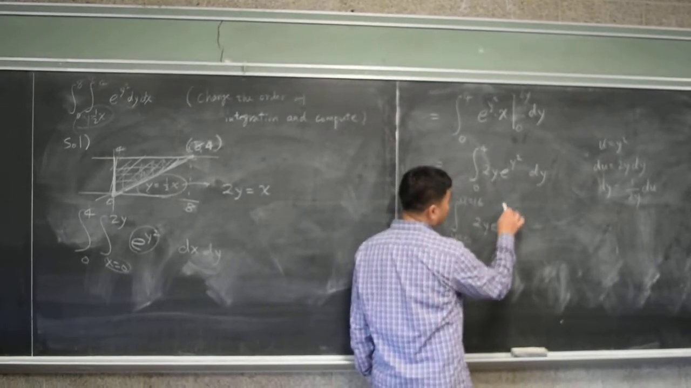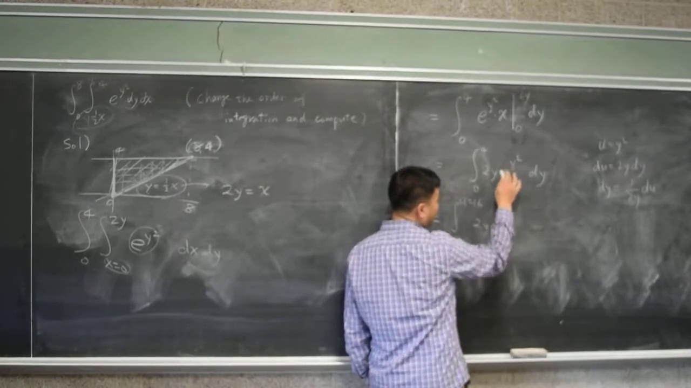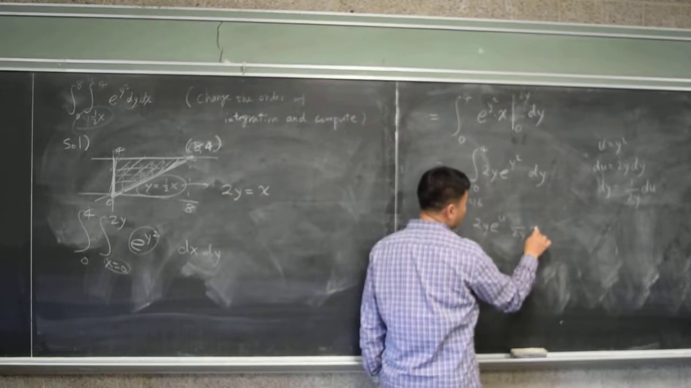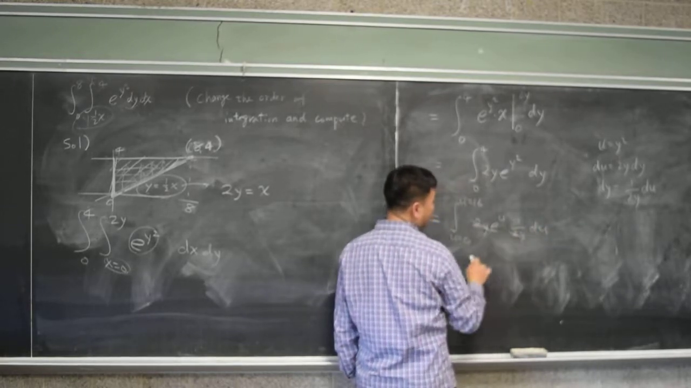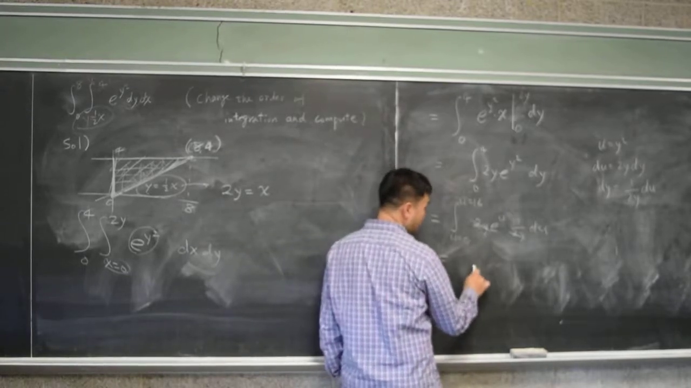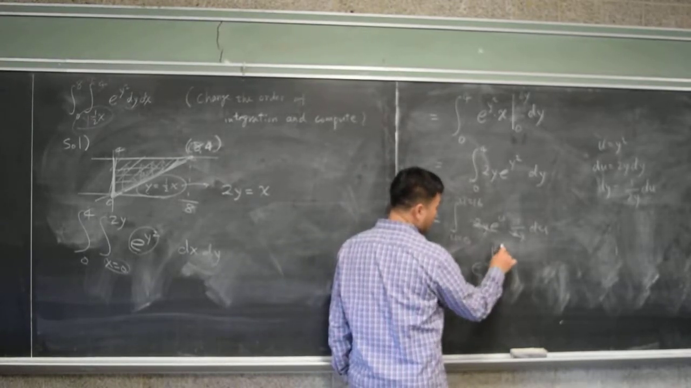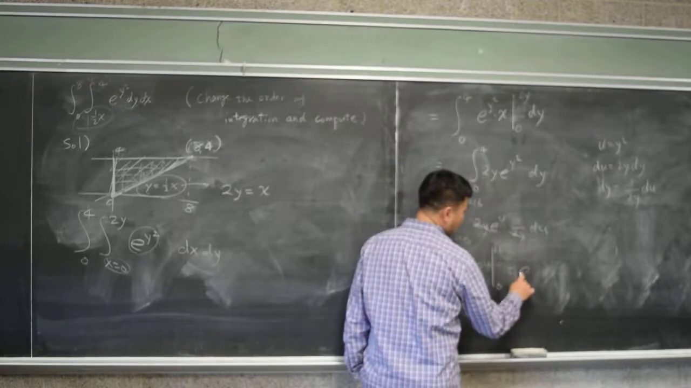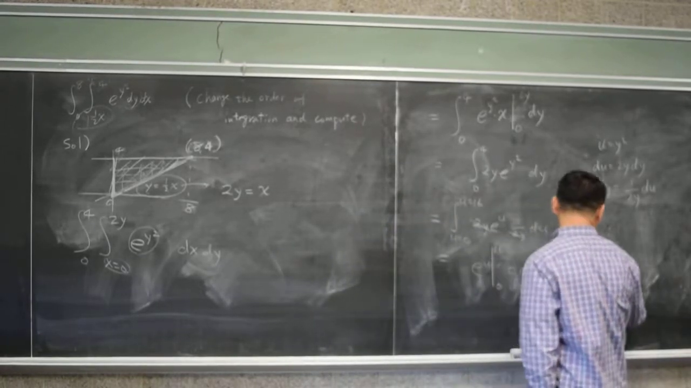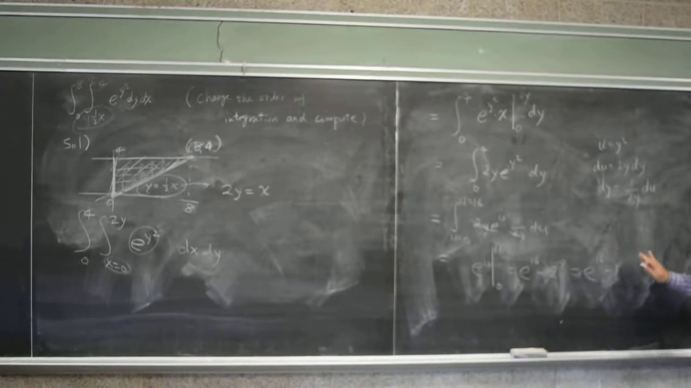2y, we tried to change from y squared to u. dy is 1 over 2y du. So 2y cancels. And integrating e to u by du is easy. It's e to u. And if you plug in 16 and 0, it's e to 16 minus e to 0, which is e to 16 minus 1. So that's the final answer.